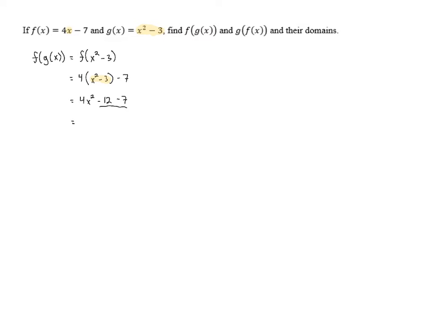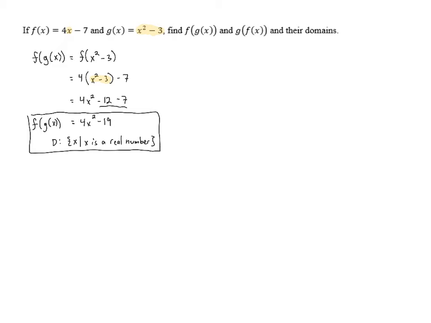And then we can combine like terms. This gives us 4x squared minus 19. So f of g of x is 4x squared minus 19. And the domain is the set of numbers x, such that x is a real number. And that's that. Now, let's take a look at g of f of x.